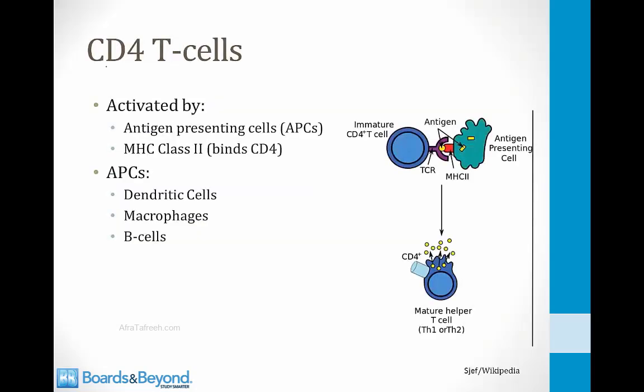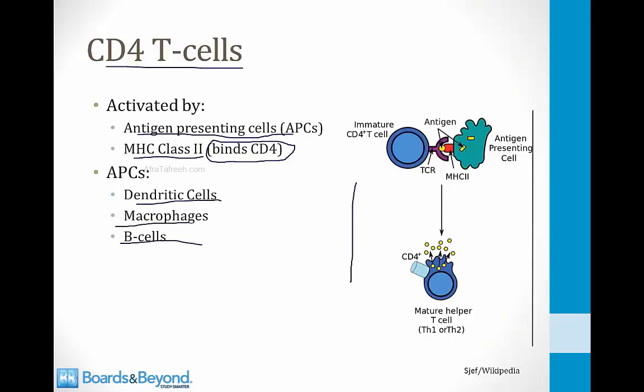So let's start by talking about CD4 T cells, and these T cells can be activated by antigen-presenting cells that possess MHC class II on their surface. We'll talk about MHC class II on the next slide, but it binds to the CD4 on the T cell. And the three types of cells that present antigen to CD4 T cells are dendritic cells, macrophages, and B cells. And this is a little depiction of it right here.